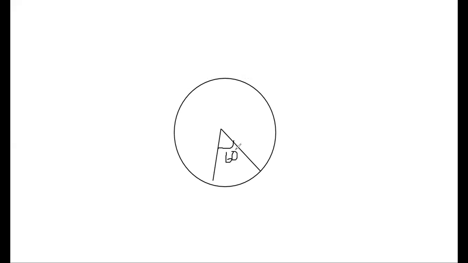It's an angle of 60 and a radius of 7. Find the area of this sector. Find the area of the shaded sector.